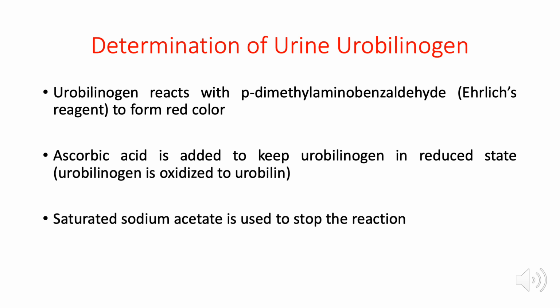Added also into the suspension is ascorbic acid, and the main purpose of the ascorbic acid is to keep the urobilinogen in its reduced state, because once it is oxidized, it will form urobilin, and urobilin does not react with para-dimethylaminobenzaldehyde. So if the urine urobilinogen is oxidized to urobilin, then you will have a falsely low result. So that's why ascorbic acid is very important. Added to the urine and the Ehrlich reagent is saturated sodium acetate, and the main purpose is to simply stop the chemical reaction.